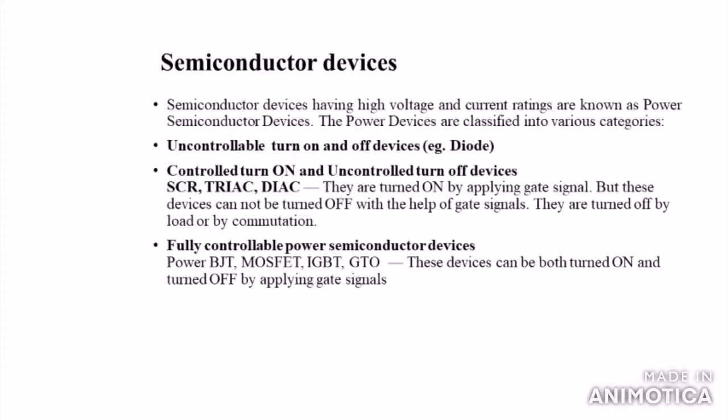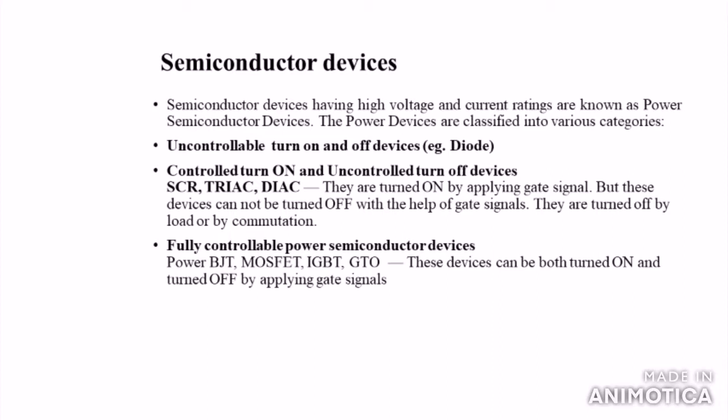Now we will see the semiconductor devices. Semiconductor devices with high voltage and current ratings are known as power semiconductor devices. These devices are widely used in power electronic systems. They are broadly classified into three types. First is the uncontrollable turn on and turn off devices. Here the turning on and turning off of these devices are not controllable; they are independent. An example is the diode.